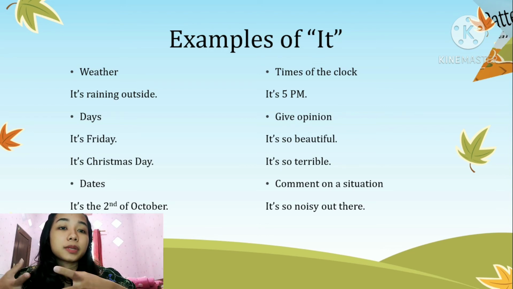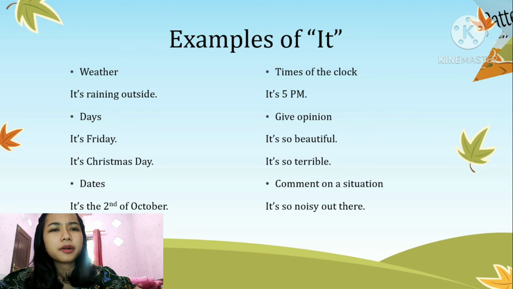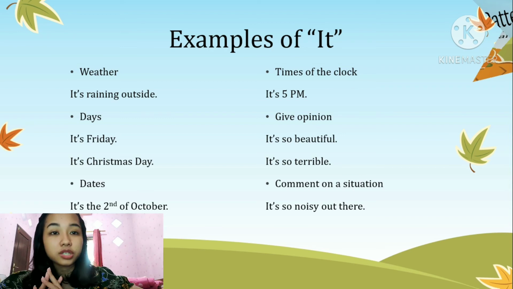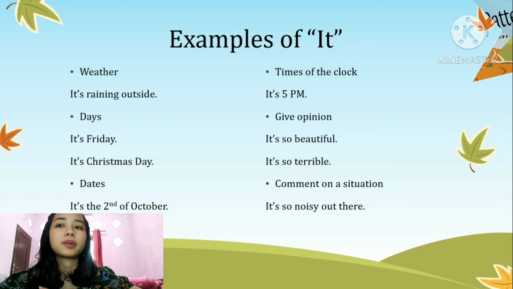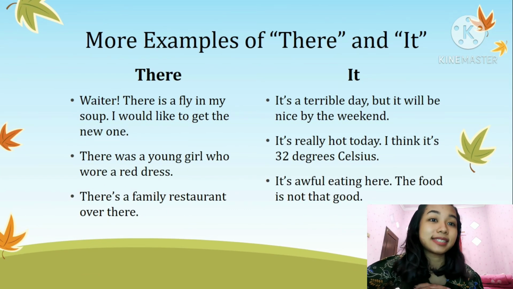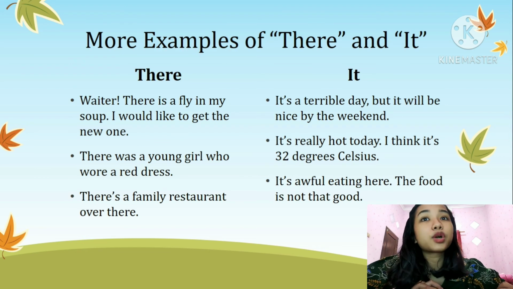And to give an opinion, you can say it's so terrible or it's so beautiful, something like that. And the last one is comment on a situation. When you want to comment on a situation, you can say, for example, it's so noisy out there, something like that. To help you understand our topic today better, let's see more complex examples of both phrases.